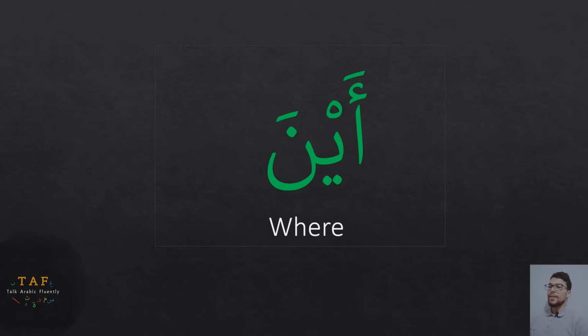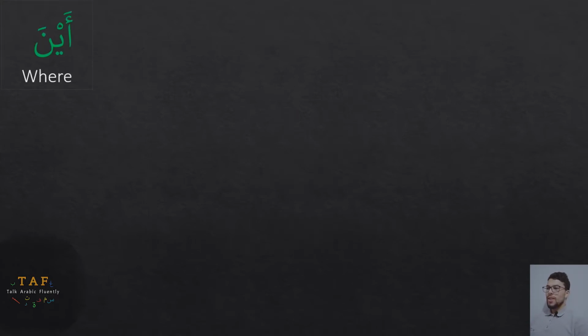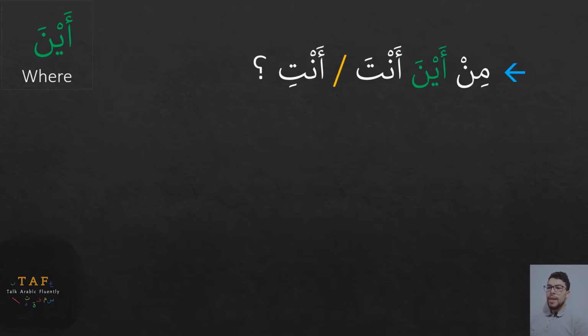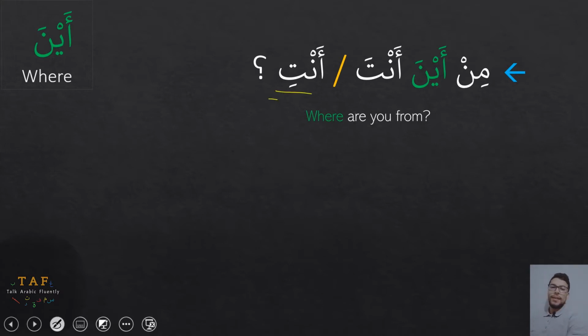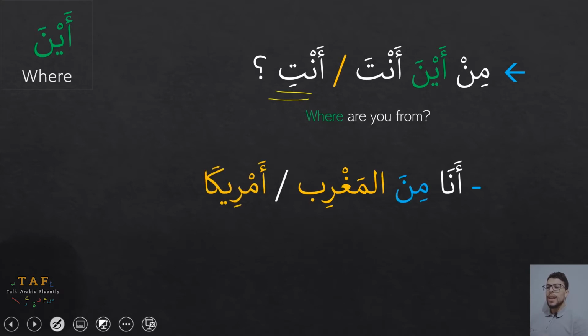So let's get started. So the first basic question that we can ask with aina is min aina anta? Min aina anta? Or min aina anti if you are asking a female. Min aina anta? Try to repeat. Very good. So the answer will be, for example, أنا من المغرب.